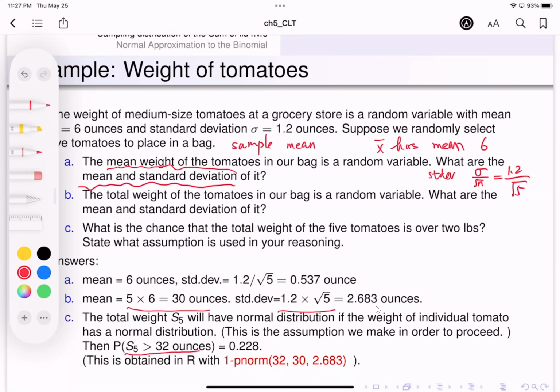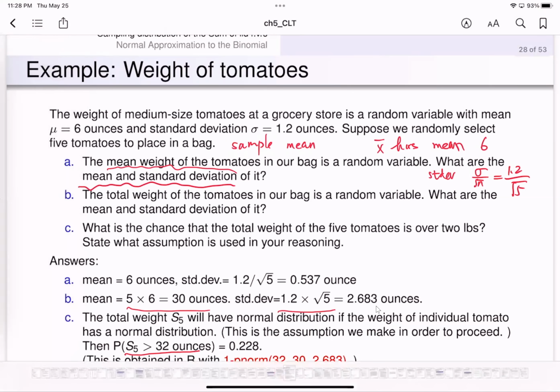For this probability in R, we can compute it with 1 minus pnorm, and we put 32 here, and the mean is 30, that's 5 times 6, and the standard deviation is the square root of 5 times 1.2. So that will give us the probability. In this case, we get 0.228. So there's a 22.8% chance that the 5 tomatoes will be over 2 pounds.